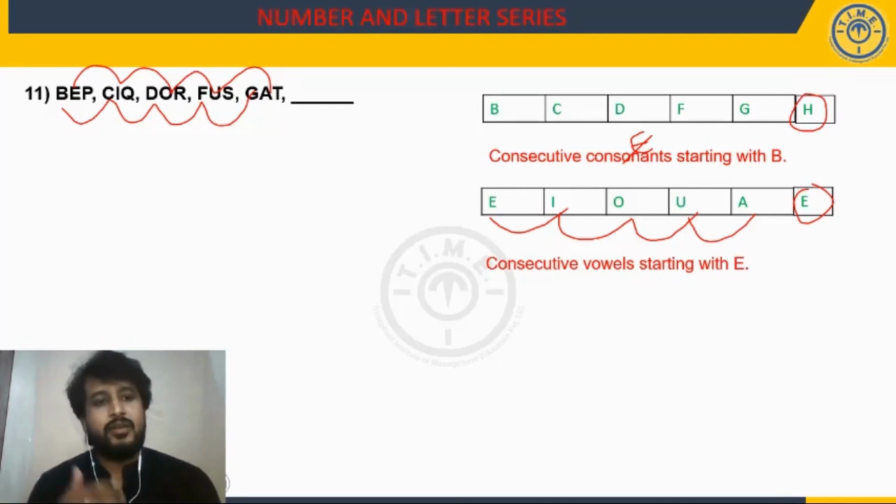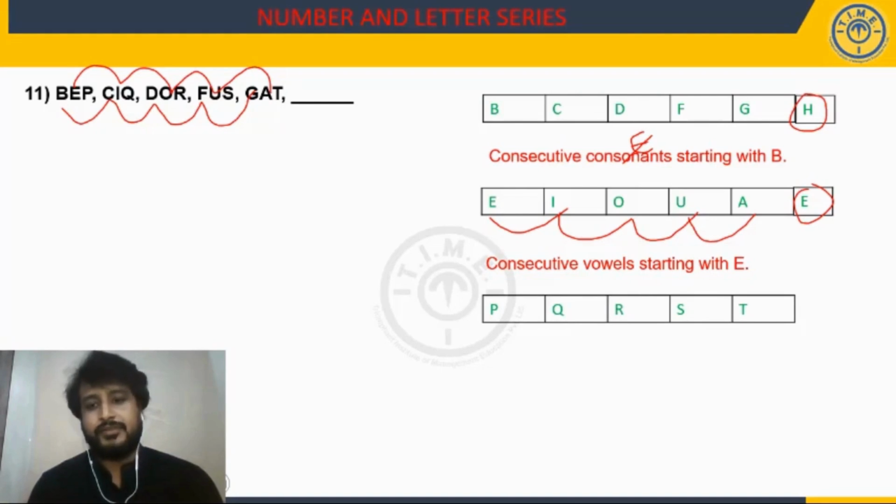Now let us go ahead with the logic for the third set of letters: P, Q, R, S, T. These are consecutive letters in the English alphabet. Can we say that? Yes. And also you can say one more point: consecutive consonants also. P, Q, R, S, T, consecutive consonants. P, Q, R, S, T, consecutive letters in the English alphabet.